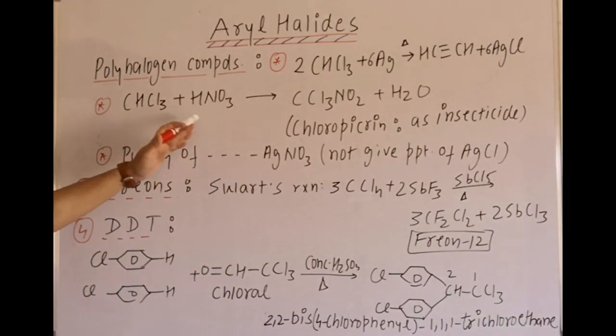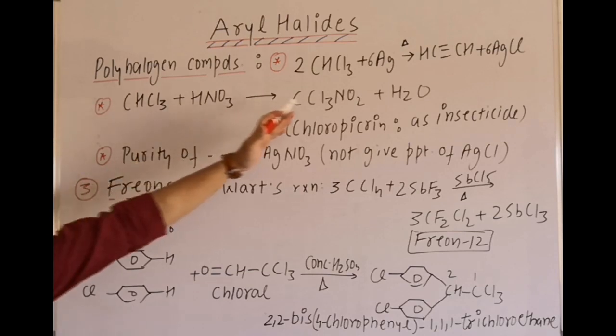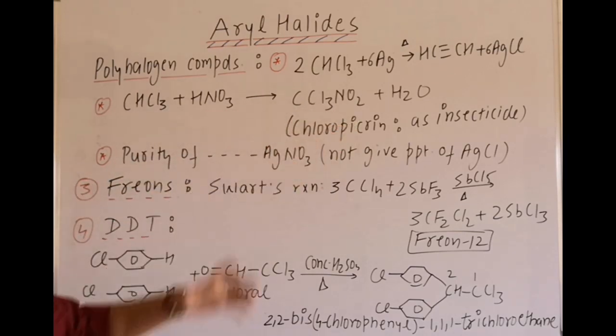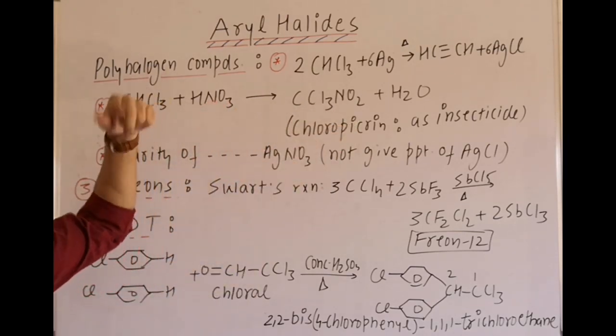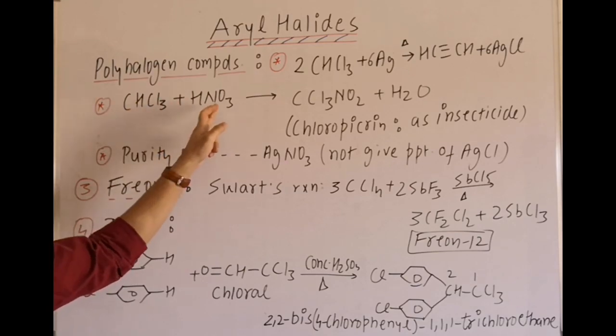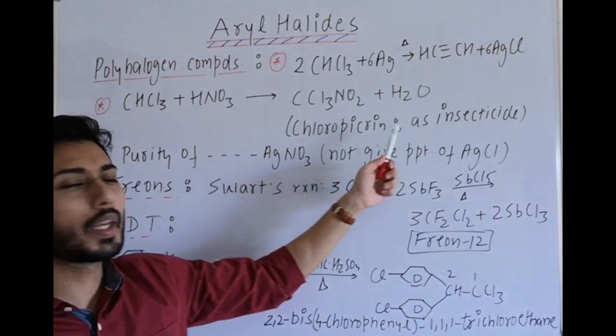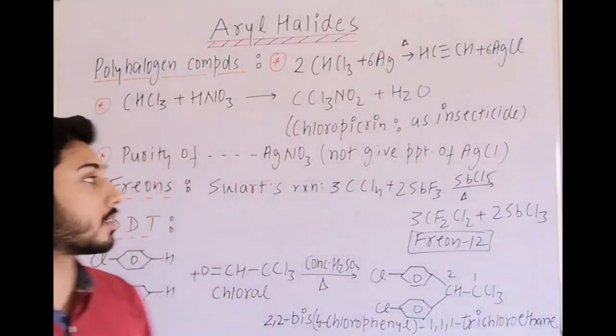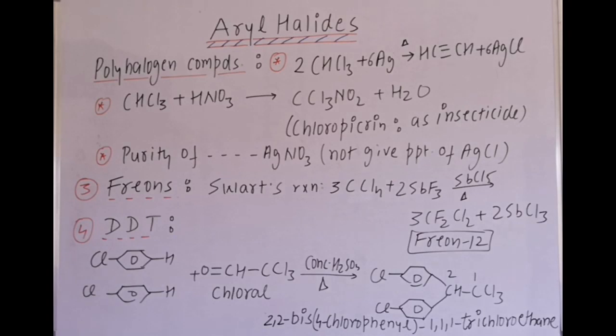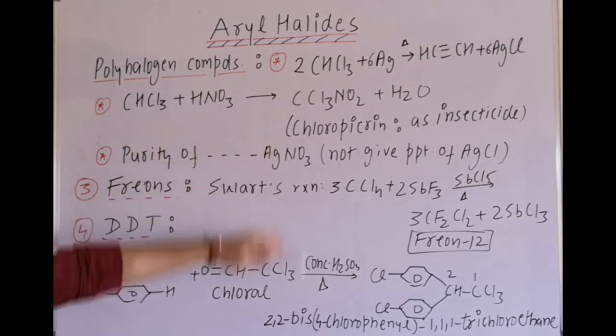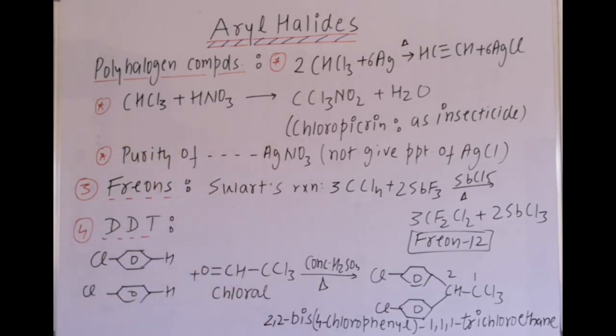Another reaction, chloroform with HNO3, it gives CCl3NO2. You can remember it by removing 1 mole of H2O, H from there and OH from there, it will give you CCl3NO2. This compound is chloropicrin and it is also used as an insecticide. We can check the purity of chloroform by treating with AgNO3. If it is pure, it will not give any precipitate of AgCl. Okay, so that point can be theoretical. How we can check the purity of chloroform? By using silver nitrate solution.